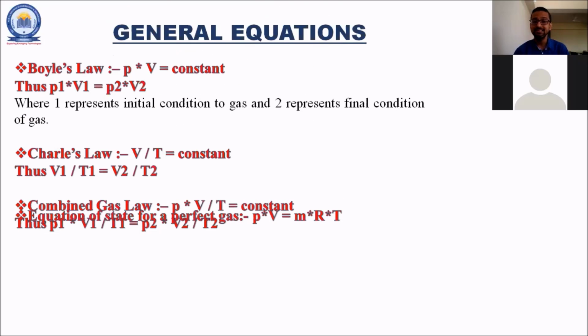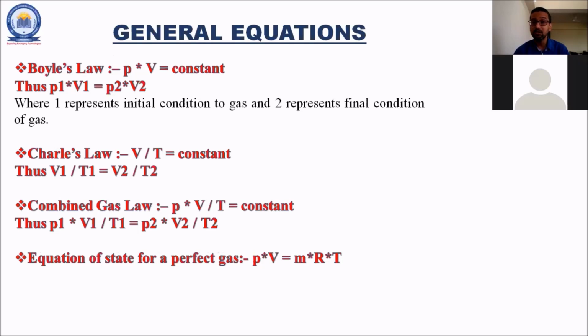Also, we have studied the equation of state for a perfect gas, or the perfect gas equation, that is PV is equal to mRT. And dear friends, highlight this point. This is one of the important equations which we are going to use frequently when we will be solving the numericals. So PV is equal to mRT.